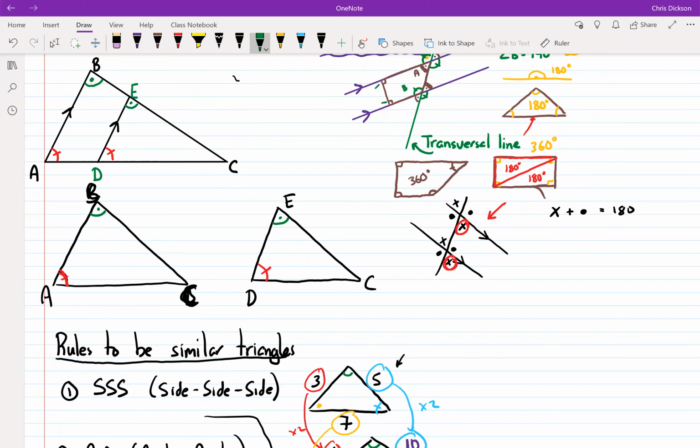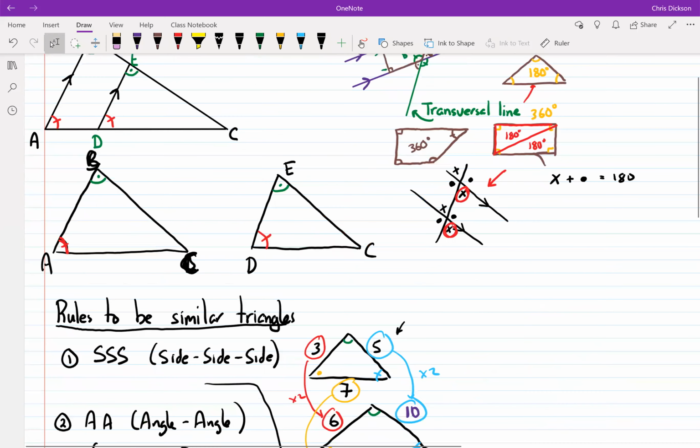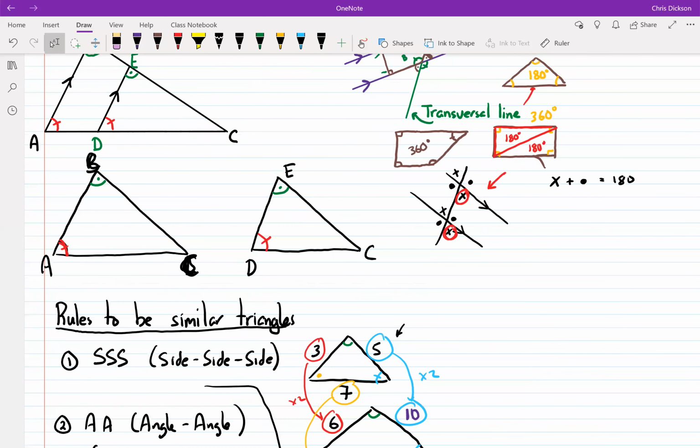So does this fit the criteria of any one of those rules? Do we have an SSS rule? Do we have an AA rule? Or do we have an SAS rule? Well, to me, it looks like we have the AA rule. We know two angles in each triangle are the same. Therefore, the third angle would have to be the same. So this angle down here, this purple angle, I'll call it, would have to be the same as this, because all 3 angles must add to 180 degrees.